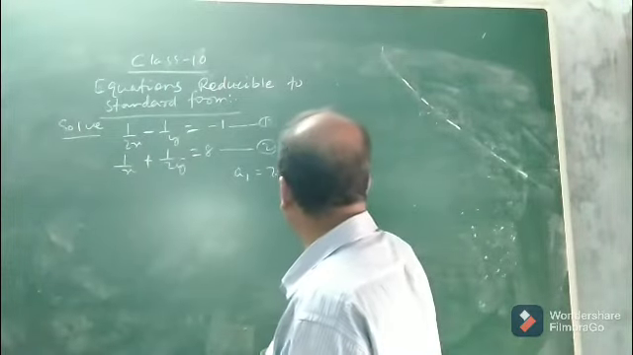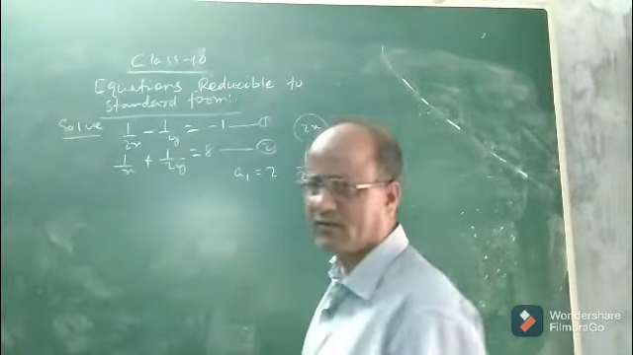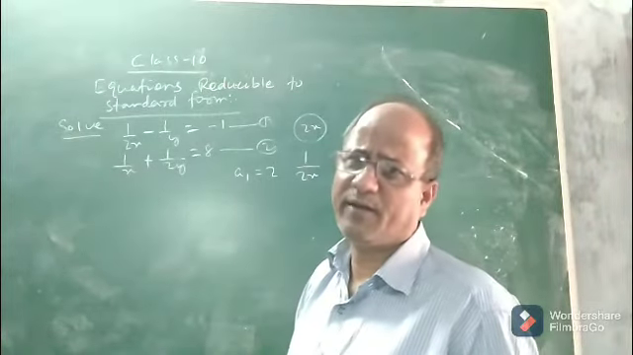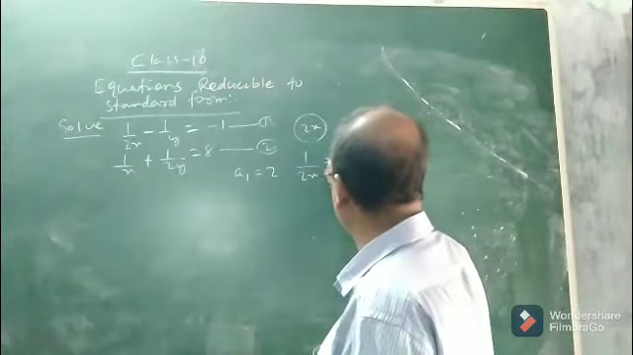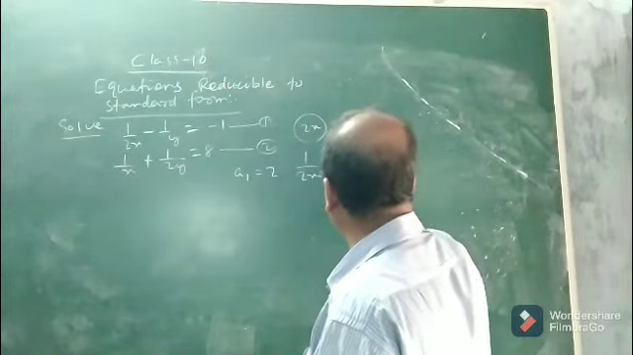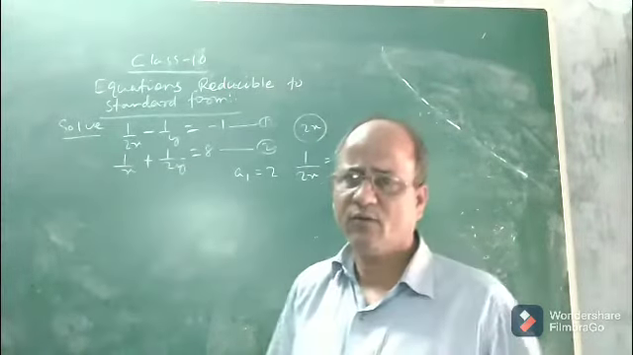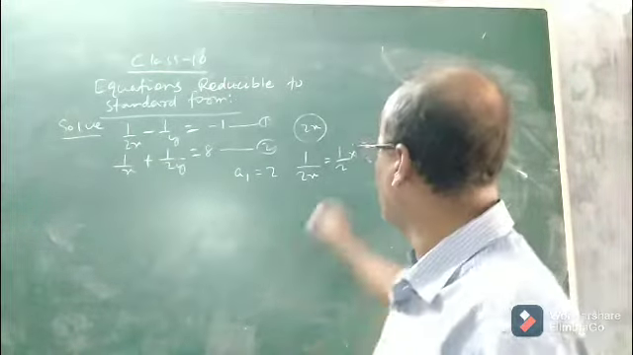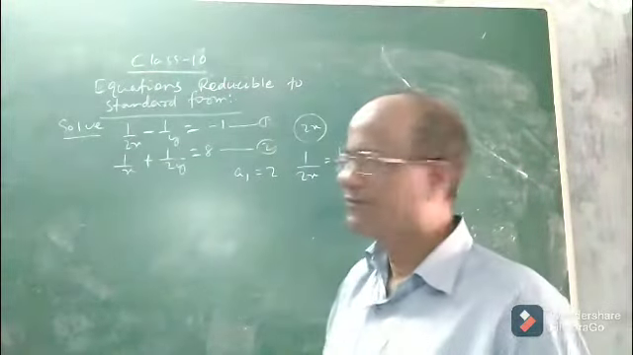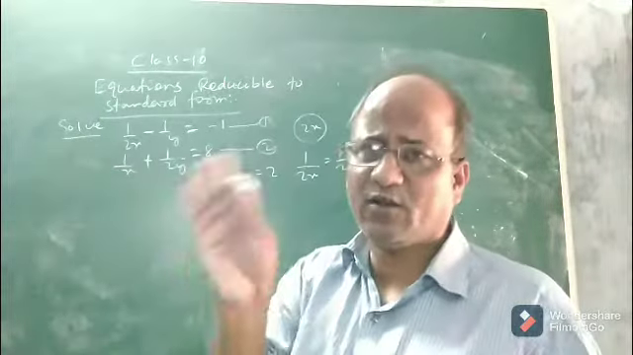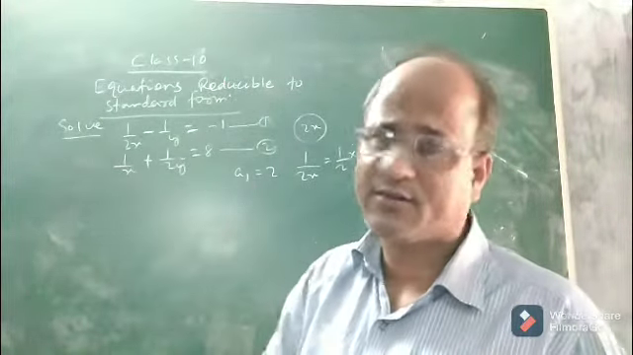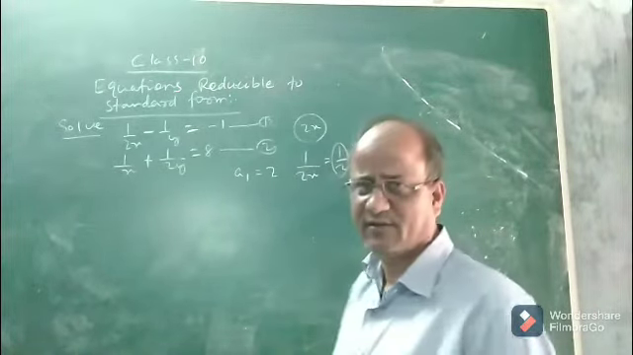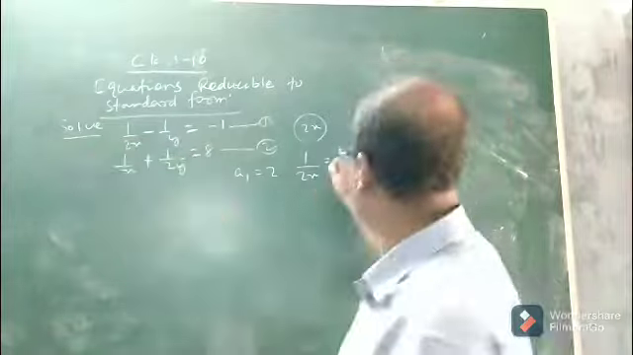But if I write 1 by 2x, the value of a1 is not 1 by 2, because 1 by 2x means it is 1 by 2 into 1 by x. Now, how will we get the value of a1? a1 is the coefficient of x, not 1 by x. So here 1 by 2 is the coefficient of 1 by x, not x. So 1 by 2 will not be the value of a1.